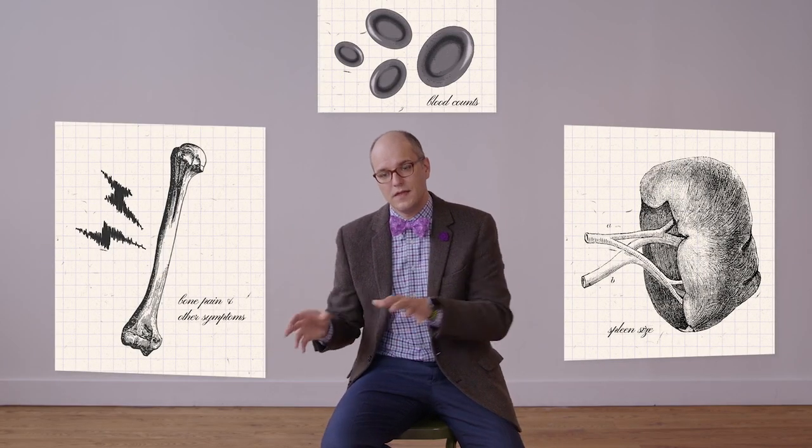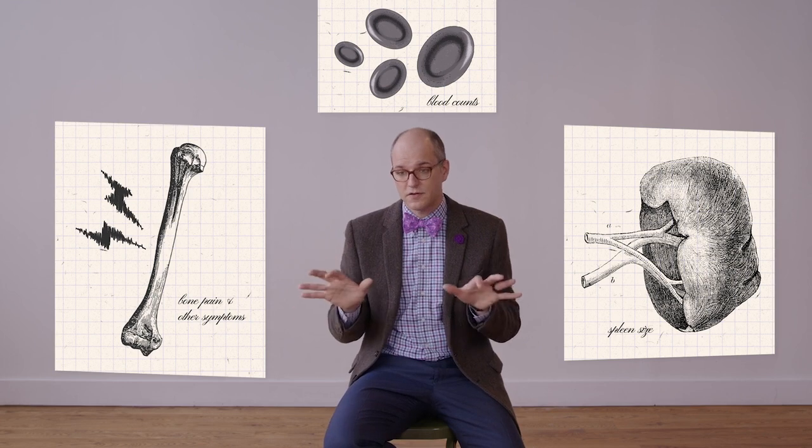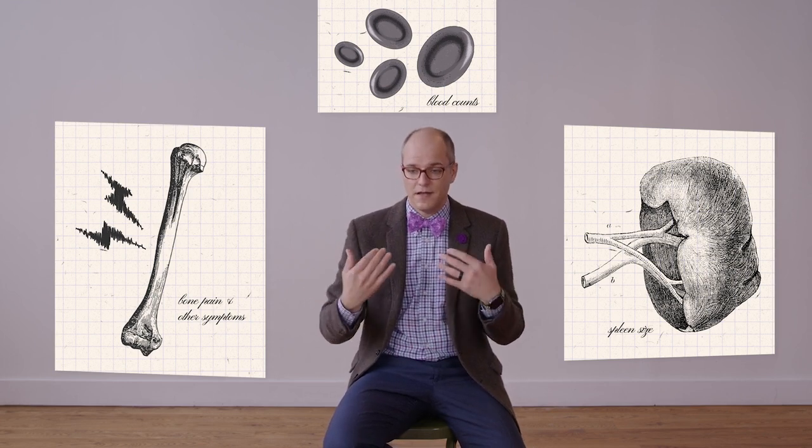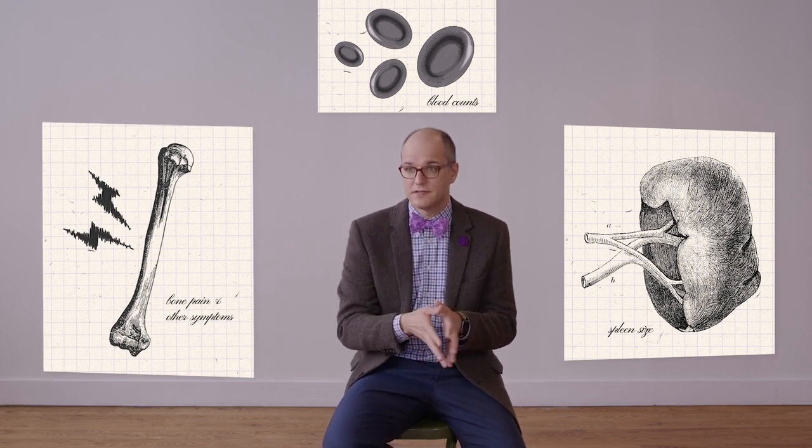And we really think about three domains. One is the spleen, one is the blood counts, and one is the symptoms. And that's really simply all it is. We monitor these things, and as events or changes come up, we address them directly.